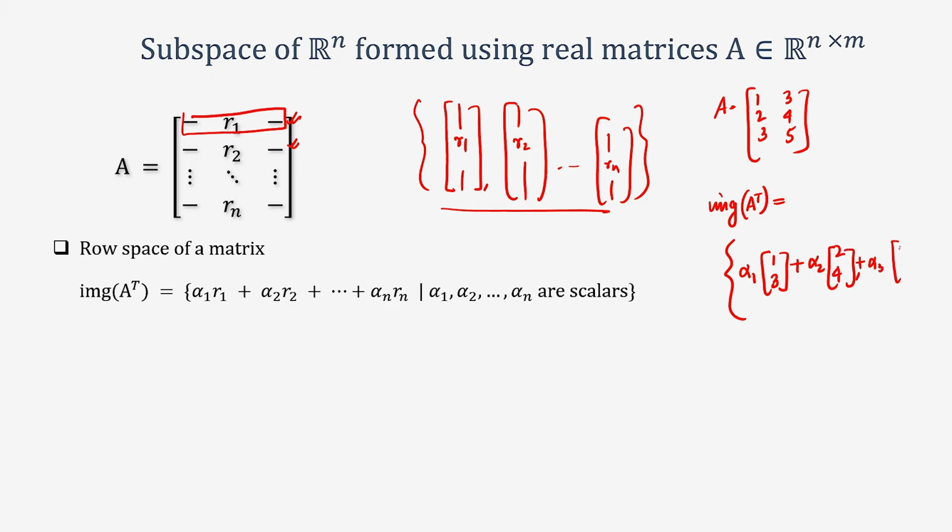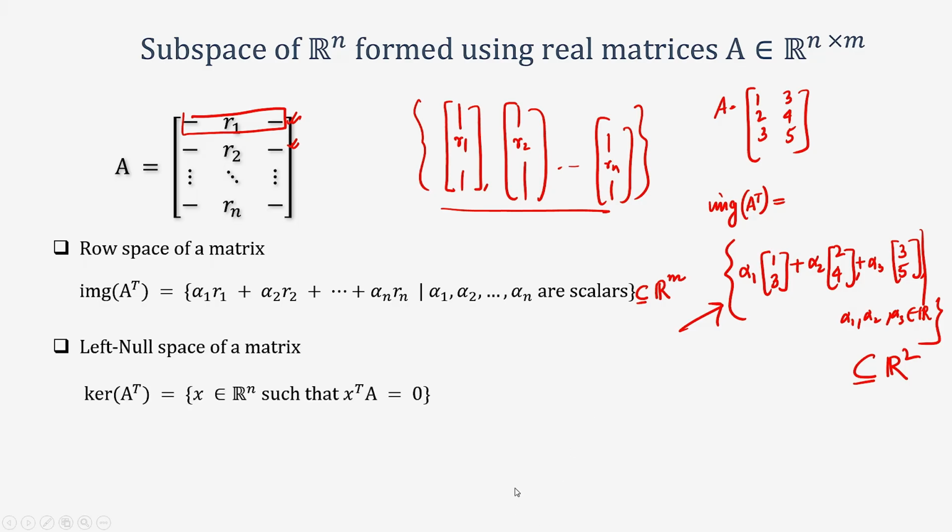So, the linear combination of the rows of the matrix here, with alpha 1, alpha 2 and alpha 3 being real numbers, these are from real numbers. So, this is the row space of the matrix, and you can see that this will be a subset of R2 in this case. Which means this image is a subspace of R, in general a subspace of R^m.